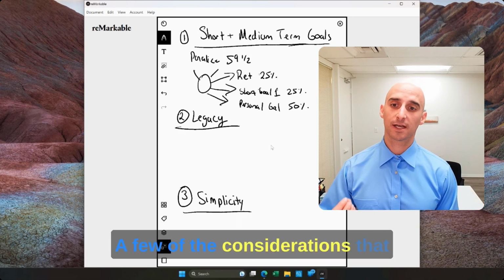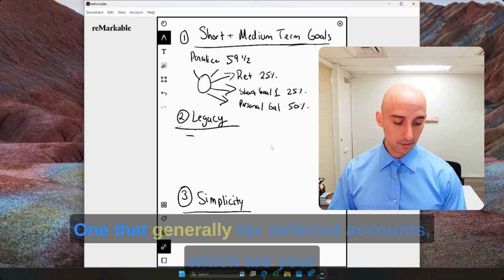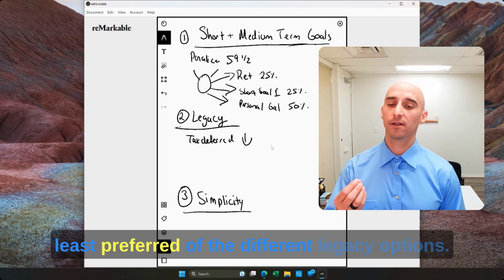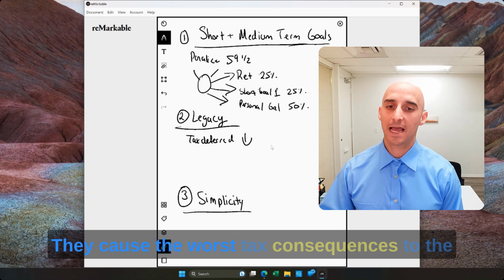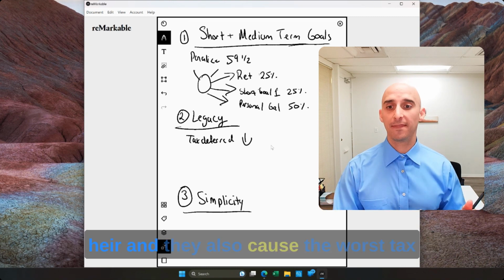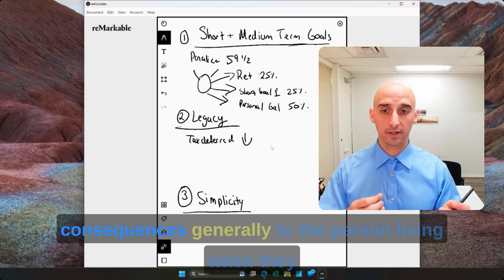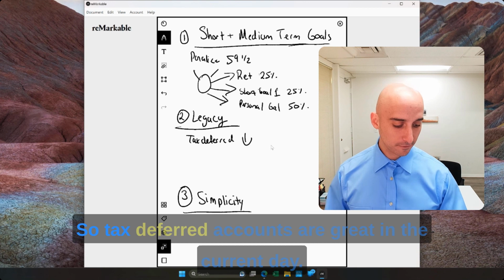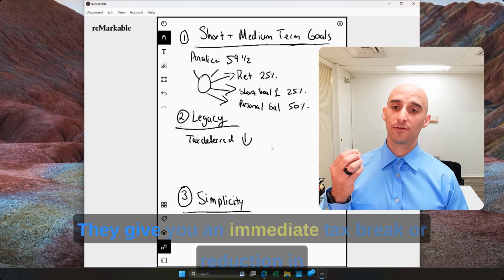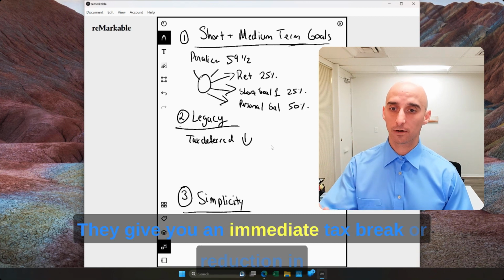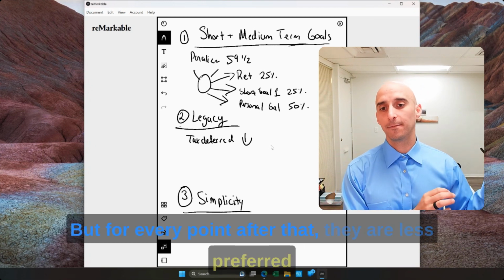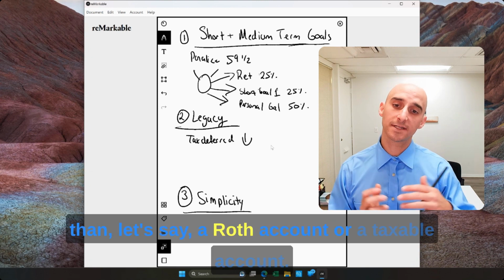A few of the considerations that go into this are understanding, one, that generally tax-deferred accounts, which are your traditional IRA and your 401k, are the least preferred of the different legacy options. They cause the worst tax consequences to the heir, and they also generally cause the worst tax consequences to the person living when they are taking the actual distributions from those accounts. So tax-deferred accounts are great in the current day. They give you an immediate tax break or reduction in taxable income in the year you're contributing to it. But for every point after that, they are less preferred than, let's say, a Roth account or a taxable account.